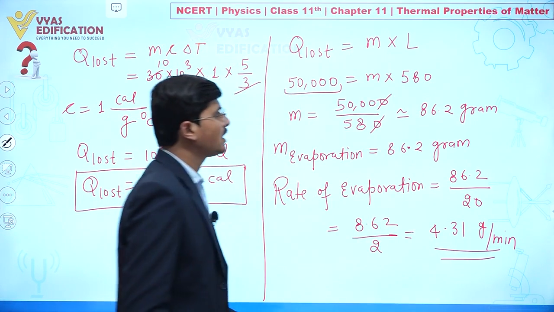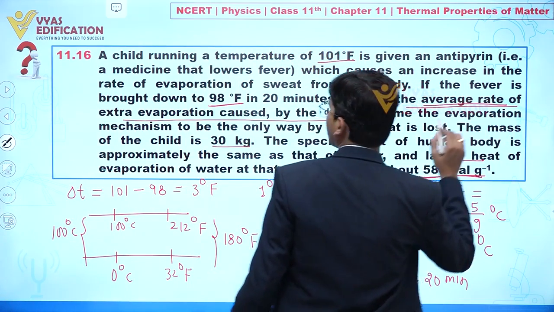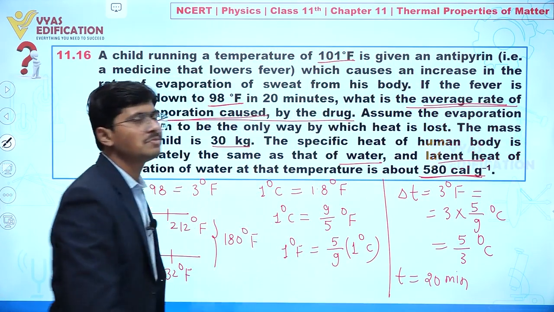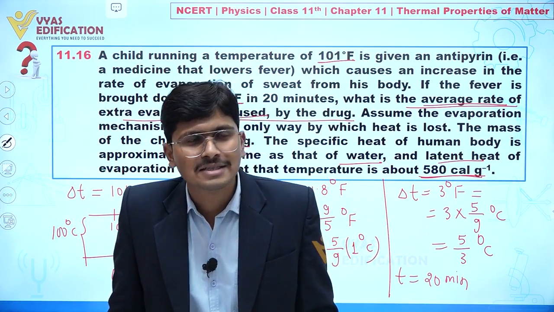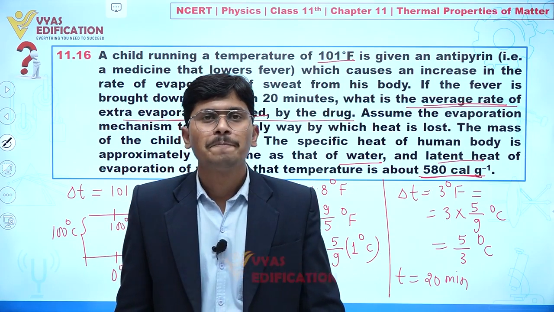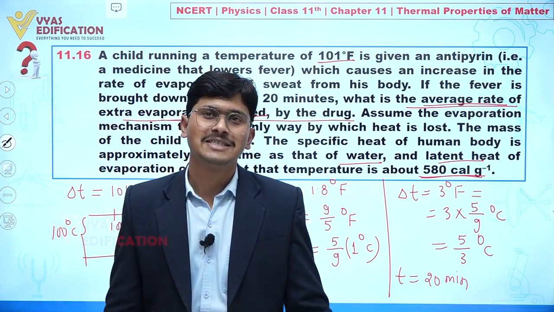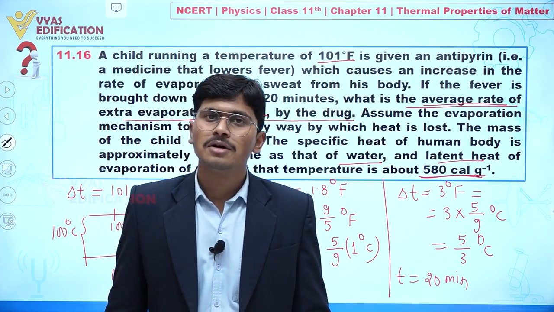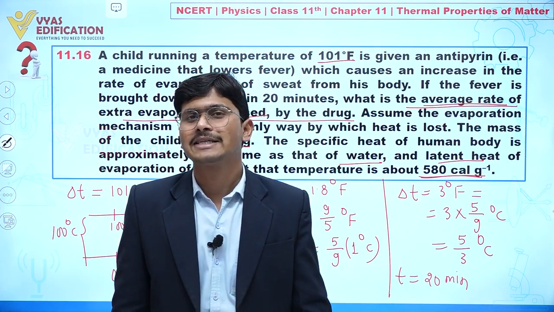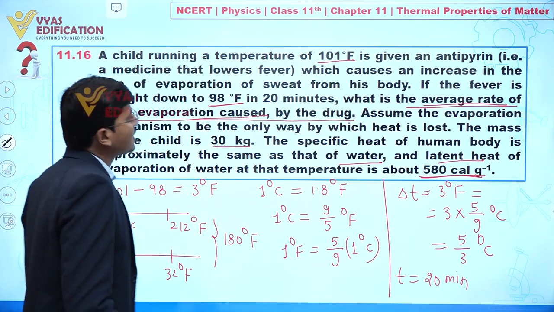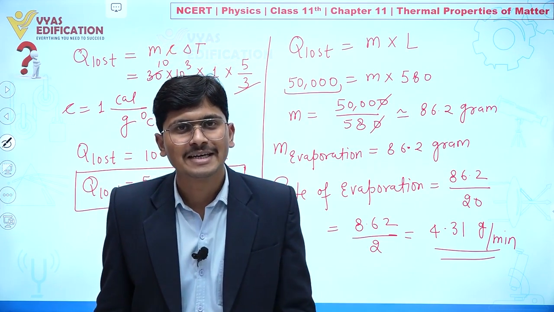So what was our objective? Our objective in this question is to calculate the average rate of extra evaporation caused by the drug, because normally, according to radiation laws, any body having a temperature above 0 Kelvin always emits some radiation, but because that child is taking a drug, and that drug is responsible for extra evaporation, the correct answer for this question is 4.31 gram per minute, clear to everyone?